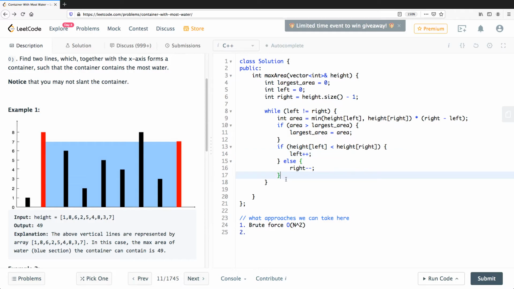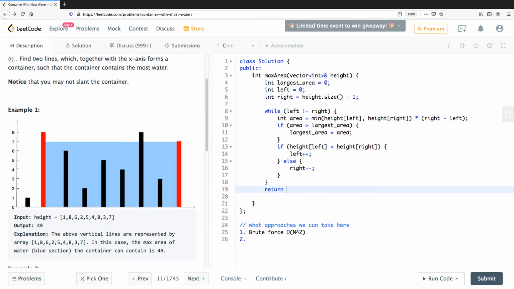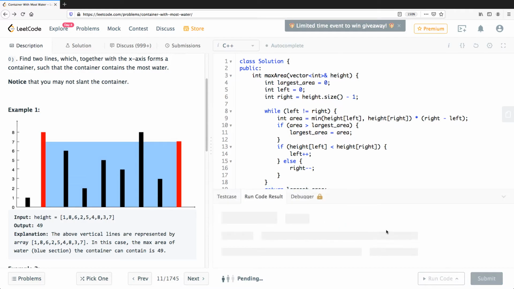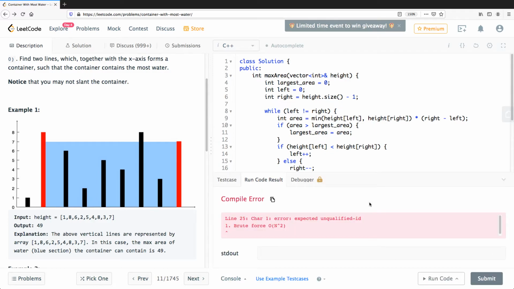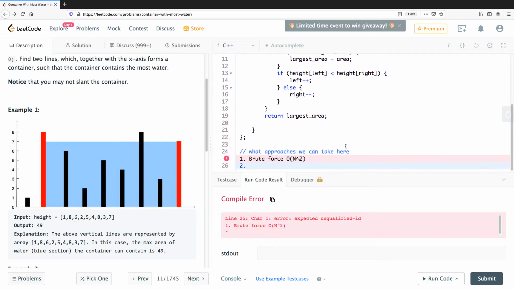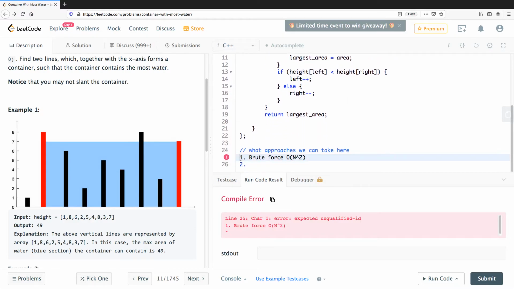So this is done. At this point, our while loop is finished, and all we need to do is return largest area. And this we'll try to run first. Let's see if we get any success here. Brute force. So I see that there's some problem here. Okay, that's easy to fix because we forgot to comment out these lines.